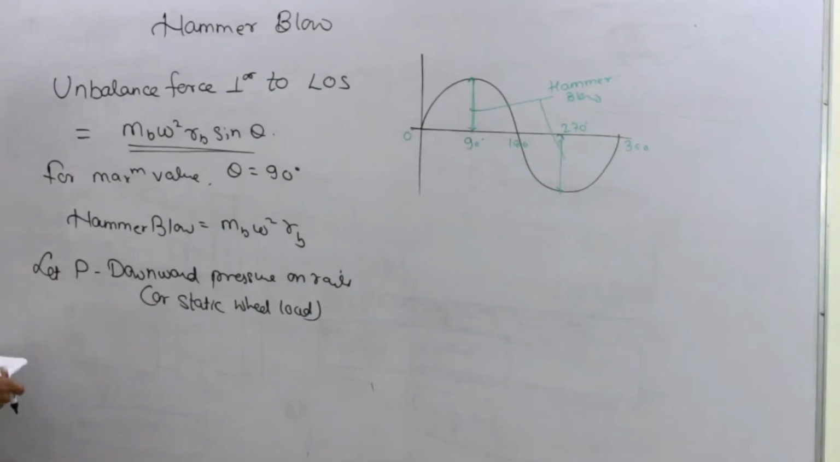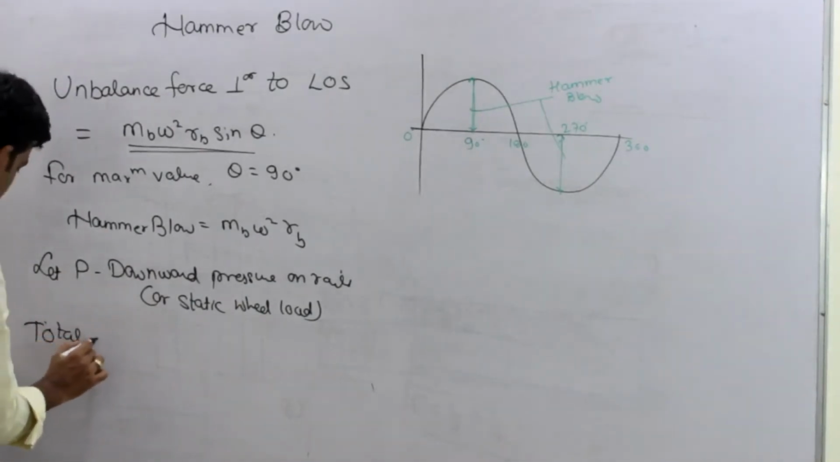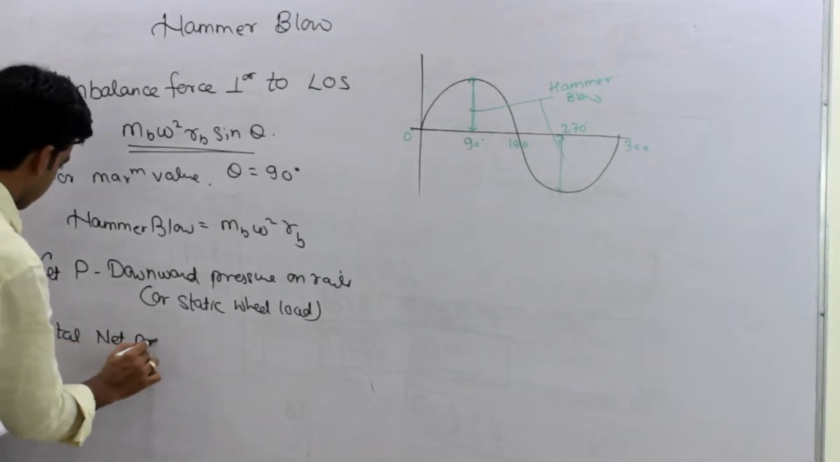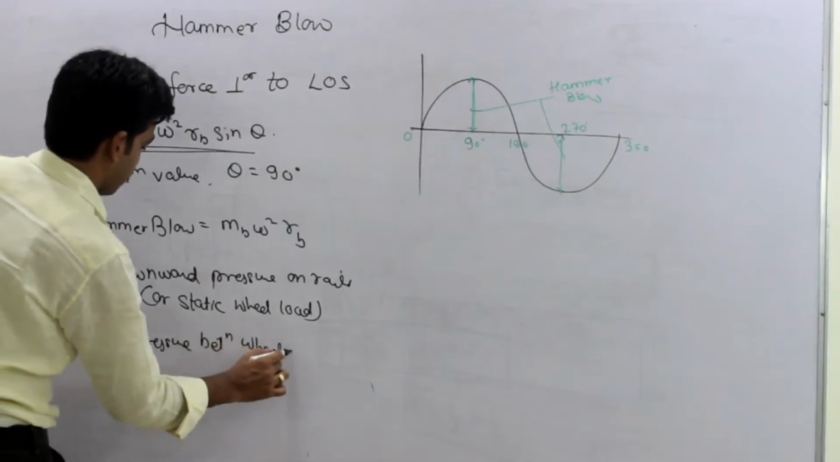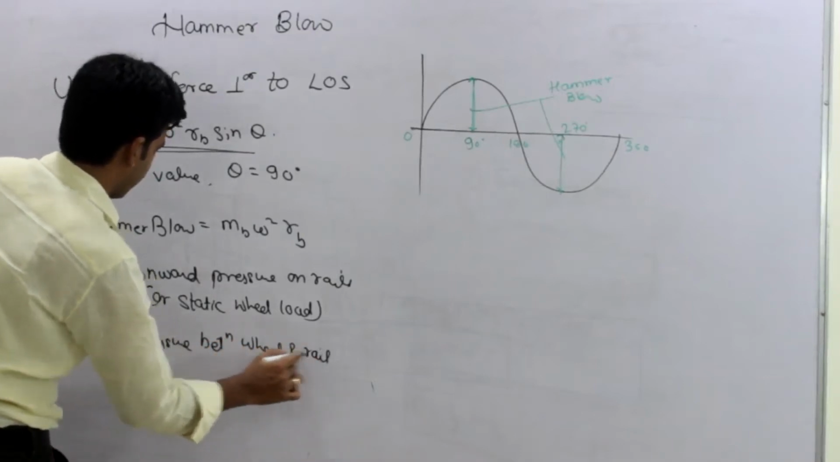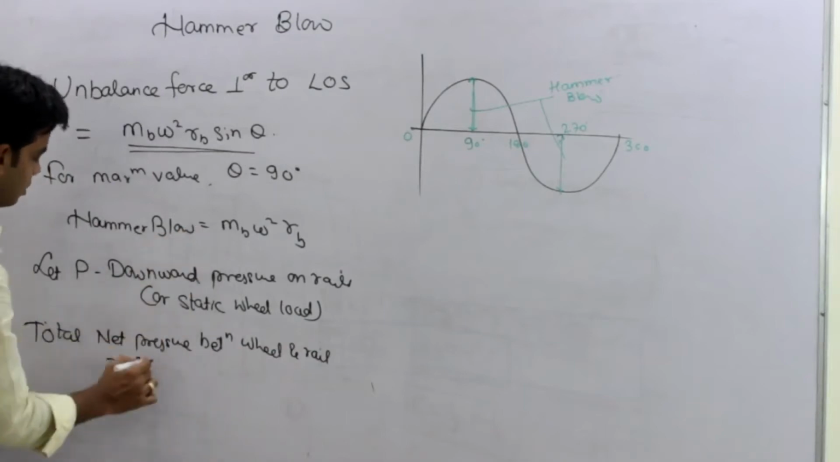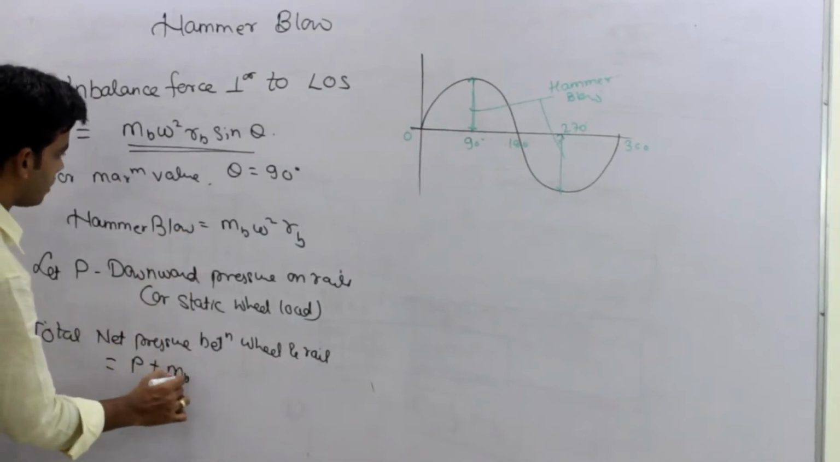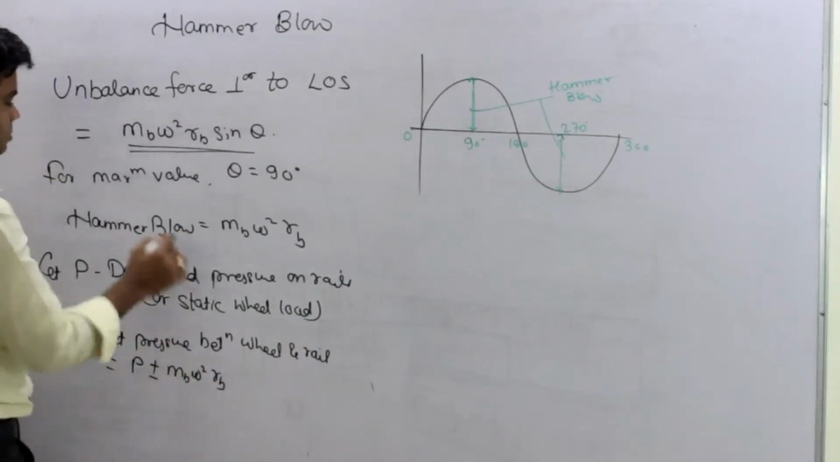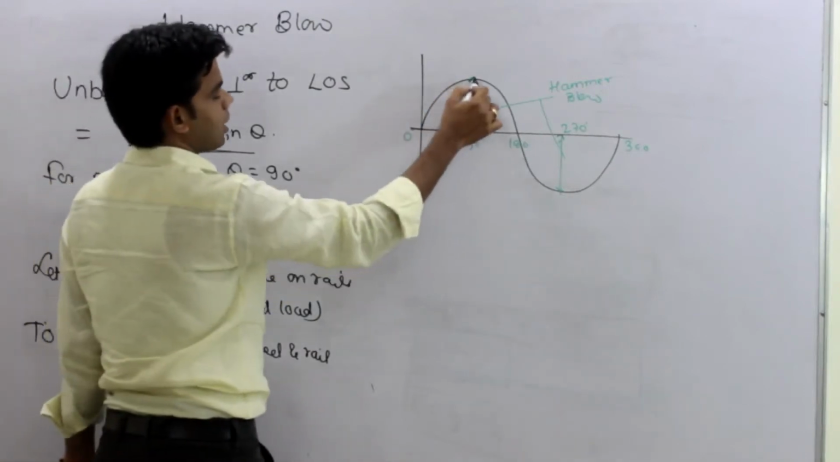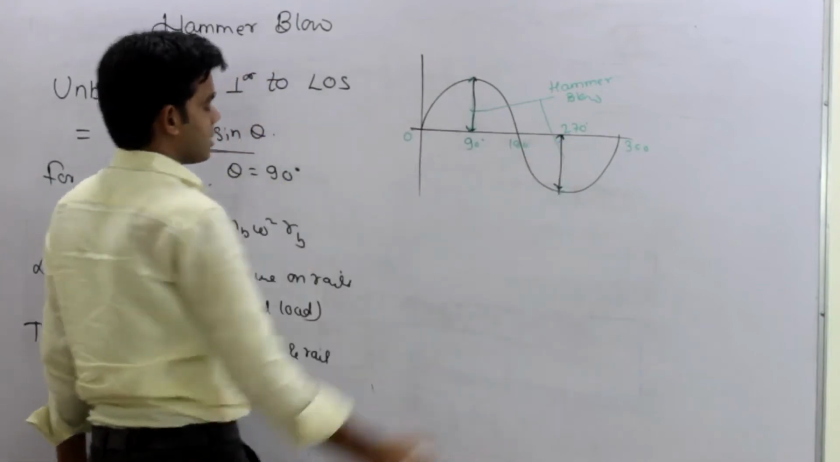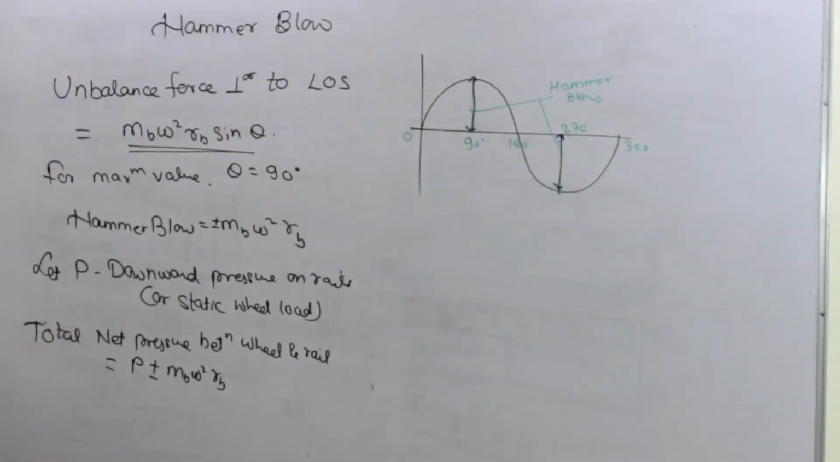So the total net pressure between wheel and rail: how much will it be? This will be equal to P plus or minus m_b omega square r_b. Why plus or minus? Because this hammer blow will vary from plus m_b omega square r_b to minus m_b omega square r_b. So this will be equal to P plus or minus m_b omega square r_b.